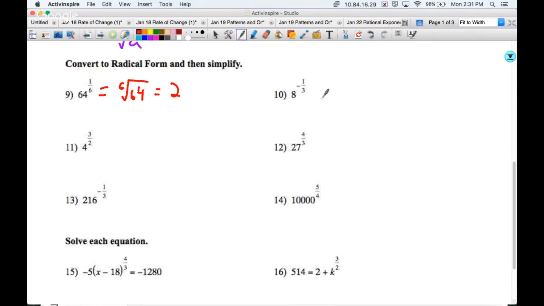Number 10 here. First thing I want to do when I'm converting into radical form is get rid of the negative. Let's make this 1 over 8 to the 1/3. And then raising something to the power of 1/3 is the same as taking a cubed root. The cubed root of 8 is 2, so this just equals 1/2.